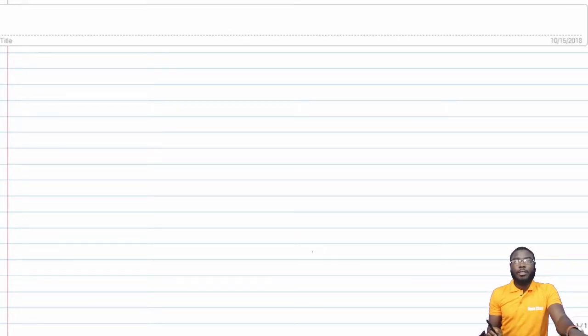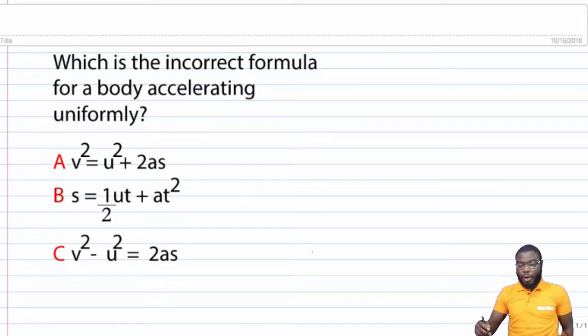Today we are looking at physics Jamb past question year 2017. Alright, so we're starting from question number 1. Question number 1 says, which of the following is incorrect formula for a body accelerating uniformly? So we're talking about uniform acceleration.